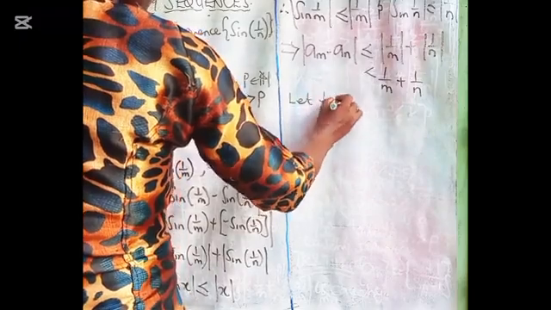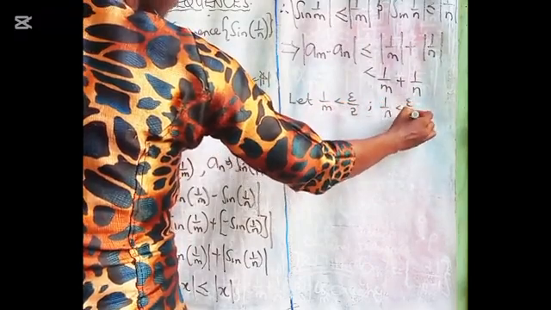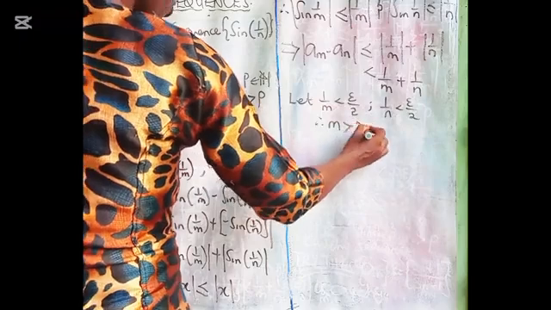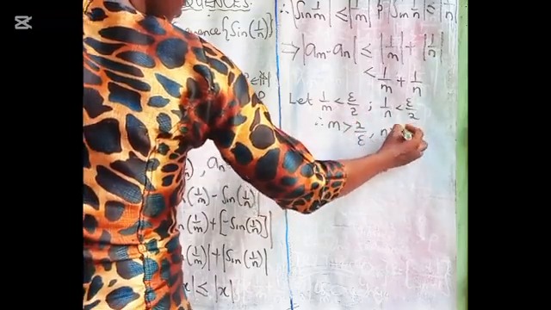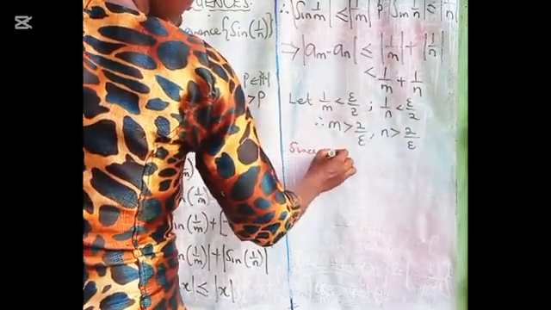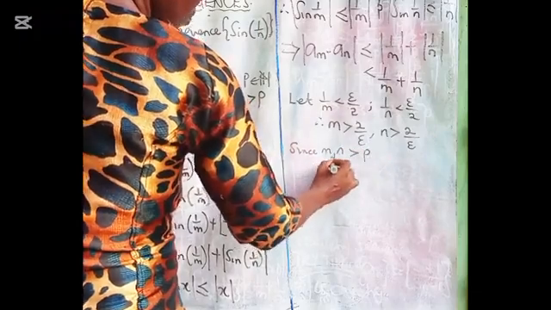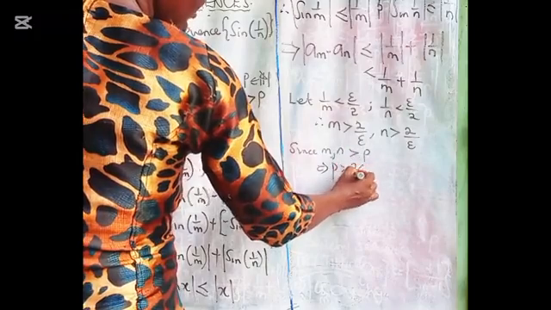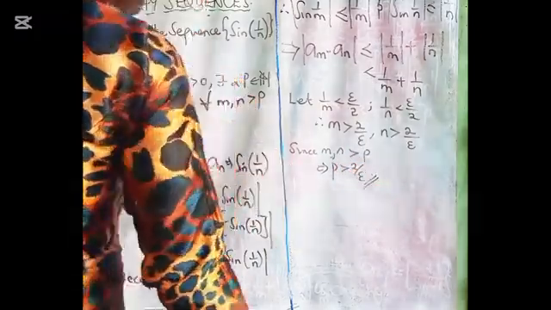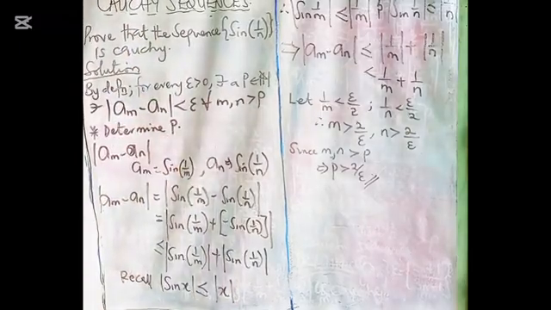Let 1 over m be less than epsilon over 2, and 1 over n be less than epsilon over 2. Therefore, m will be greater than 2 over epsilon, and n greater than 2 over epsilon. And since m and n are greater than p, it further implies that p will be greater than 2 over epsilon. That is our p, and we have been able to determine p.